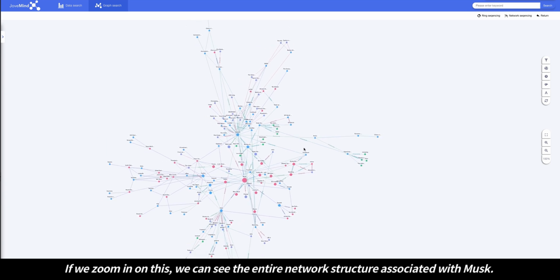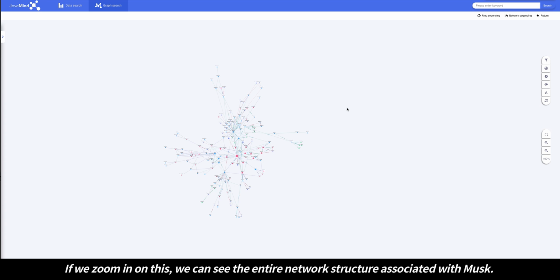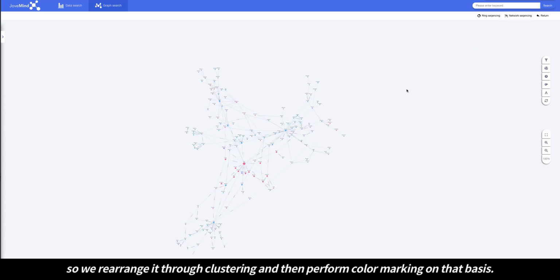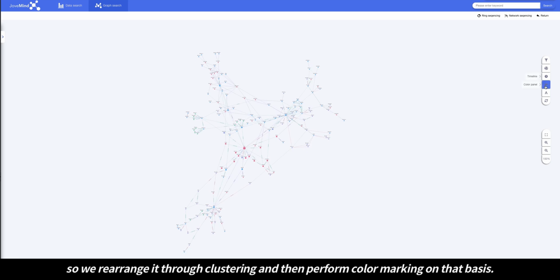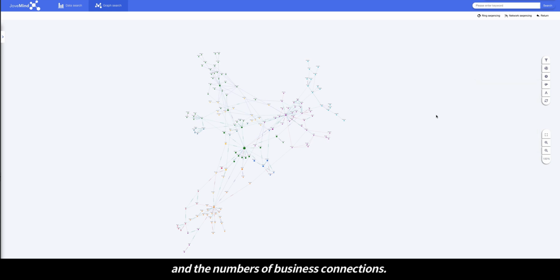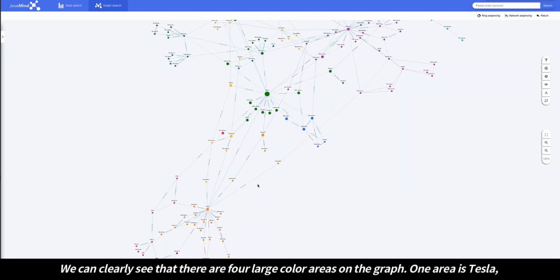If we zoom in on this, we can see the entire network structure associated with Musk. This graph is a little messy now, so we rearrange it through clustering and then perform color marking on that basis. Clustering is conducted according to the distances between businesses and the numbers of business connections. We can clearly see that there are 4 large color areas on the graph.